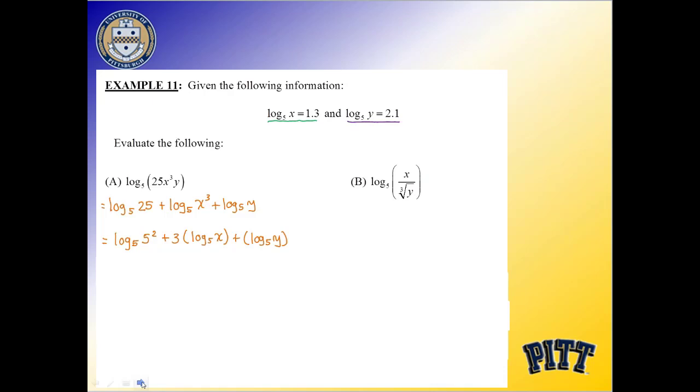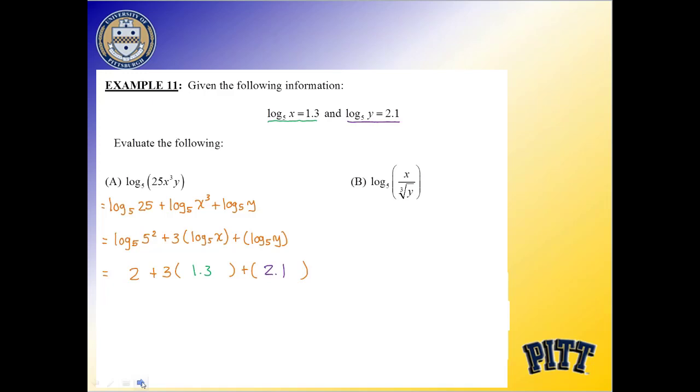So notice I'm not replacing x with 1.3 and y with 2.1, because that isn't what we were told. That's what I see a lot of students sometimes do with these. They'll say log base 5 of x equals 1.3, and when they see log base 5 of x show up in the problem, they say log base 5 of 1.3. That isn't what you were told. The log base 5 of x is 1.3. So I'm going to replace log base 5 of x with 1.3, and I'm going to replace log base 5 of y with 2.1.